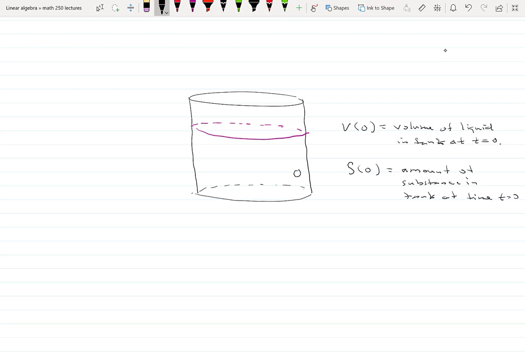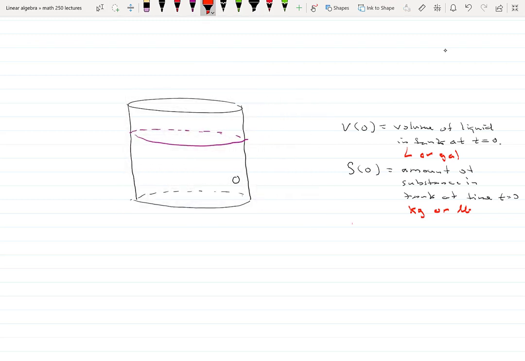Okay, so the volume would be in, let's say, liters or gallons. You could use other units, but liters or gallons, for example. And the amount of substance in the tank would be, say, kilograms or grams, or whatever units you'd like. Or let's say pounds in the British system. Pounds of substance in the tank at time equals zero. Okay, so at time equals zero, these are the initial conditions, we'll call them, for our mixture problem.